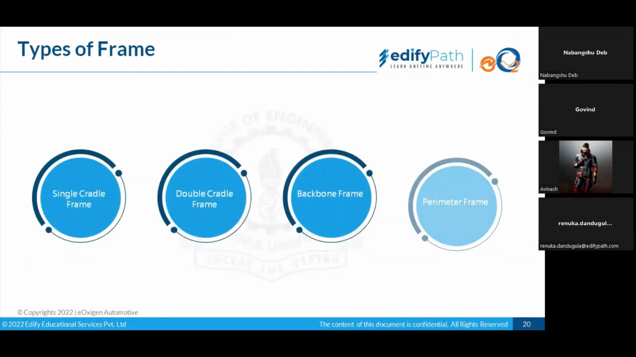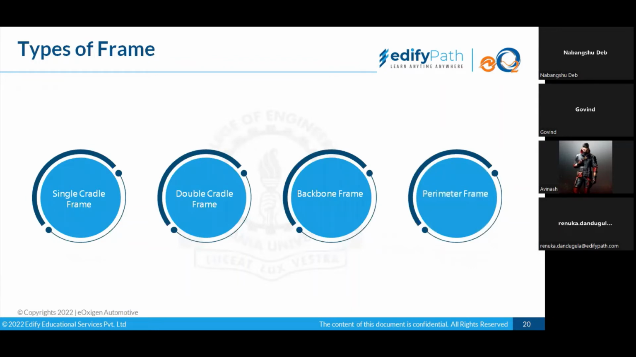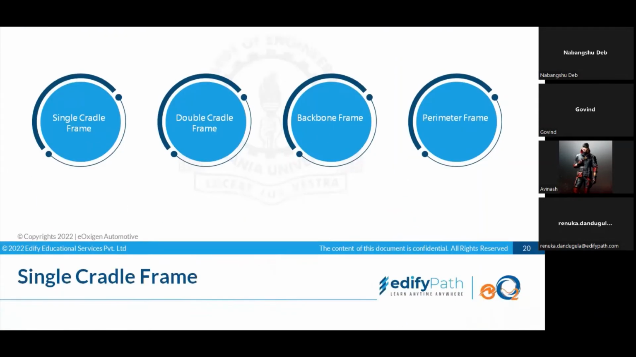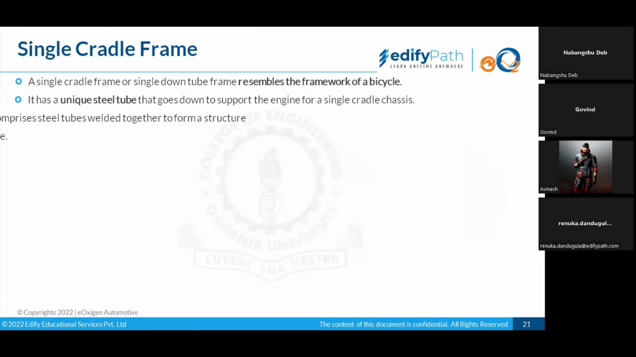So, types of frames. These are basic. Mostly what we are studying here are two-wheeler frames, and we are trying to give you an idea about them. If you talk about the categories, we have single cradle frame, double cradle frame, backbone frame, and perimeter frame. These are the four basic types of frames that are available.